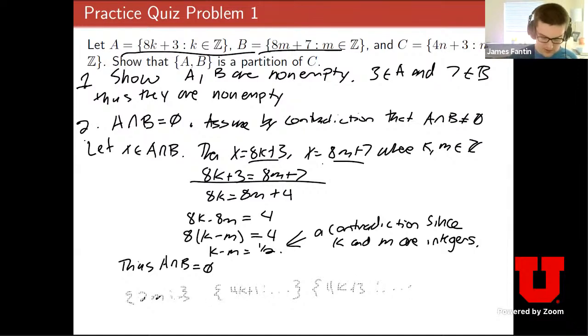Okay, so we've done disjoint for this problem. Now we need to prove that their union is equal to C. So what's the technique that we could use to show that A union B is equal to C?